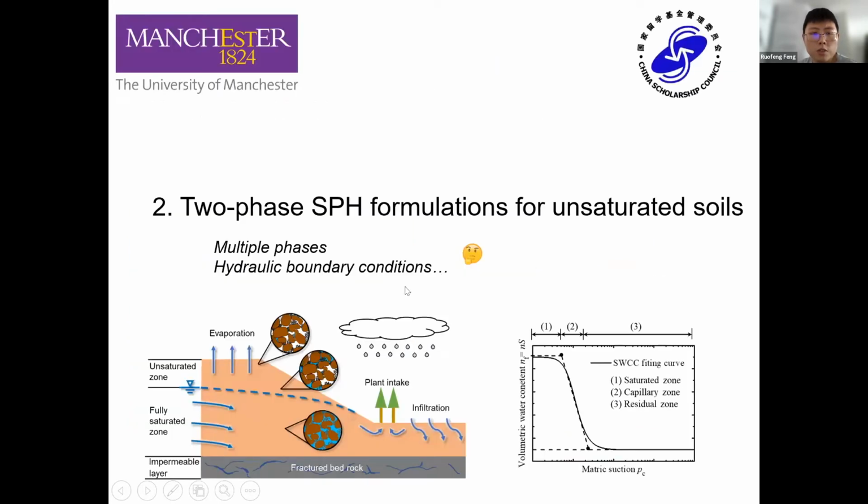So let's move on to the second part, which is two-phase SPH formulation for unsaturated soil. Here we will address the multiple phases and hydraulic condition. As we can see in the left-hand figure, a natural slope is subject to environmental conditions, such as fluctuation in the groundwater flow or climate conditions, such as evaporation, rainfall, infiltration, or the influence of a plant. Also, soil itself is a multi-phase mixture. So that's the issue we would like to simulate.